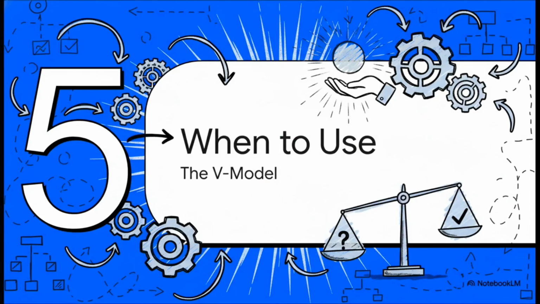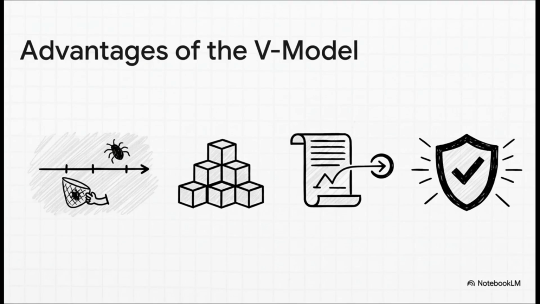So this sounds incredibly thorough, right? But, and this is a big but, it is not a silver bullet for every project. Knowing when to use it is absolutely key. So let's break down where it works best. The upsides are pretty clear. Because testing is planned from the start, you catch defects way earlier. The whole process is incredibly structured and disciplined, which makes it much easier to manage. And that rigor is exactly what makes it perfect for projects where failure is simply not an option.